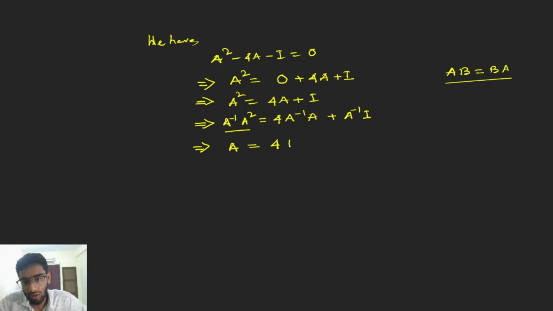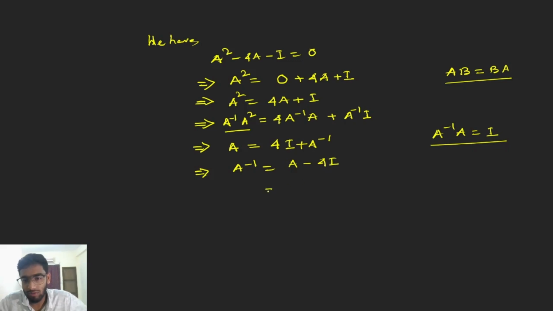It will be A inverse A, which is actually the identity matrix. You can say A inverse is the reciprocal of A. The main thing is that if you multiply A with A inverse, you will get the identity matrix. That is the concept. So identity multiplied by A inverse is A inverse. So from that it is clear A inverse is equal to A minus 4I.